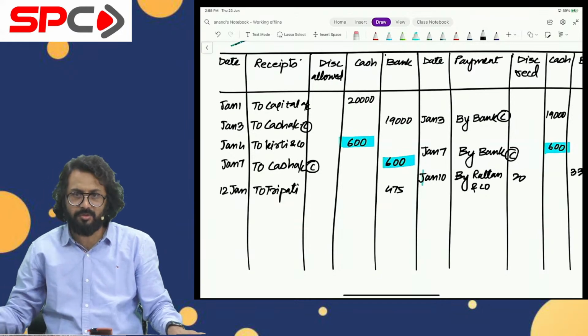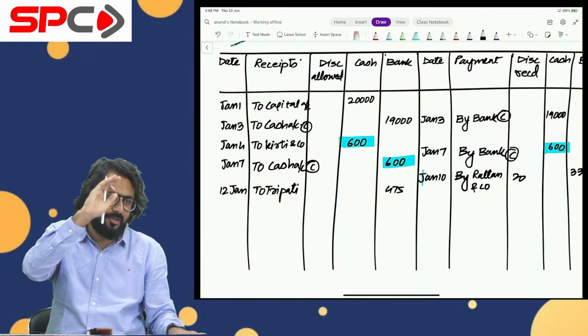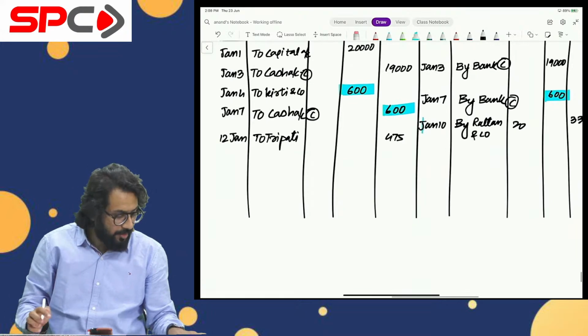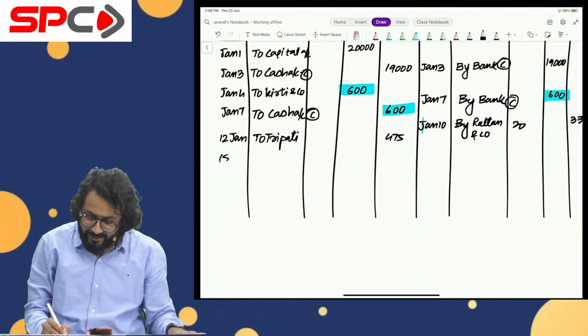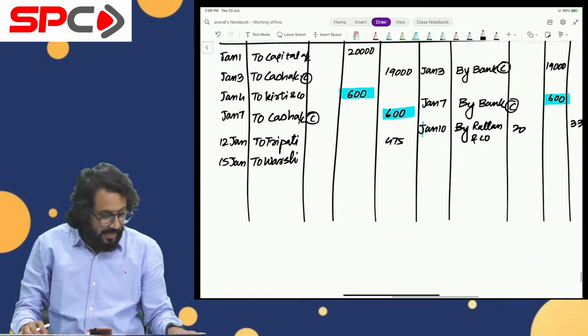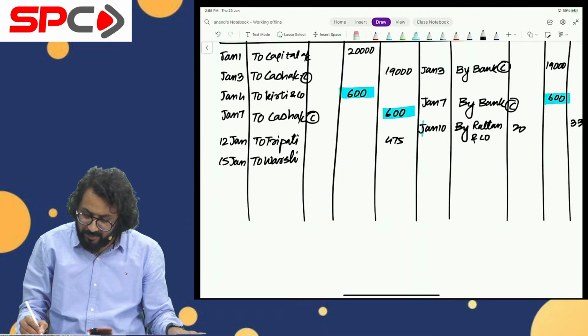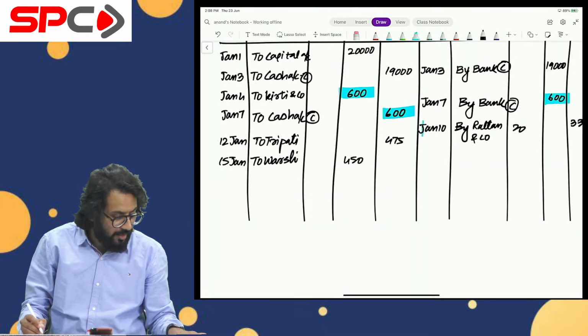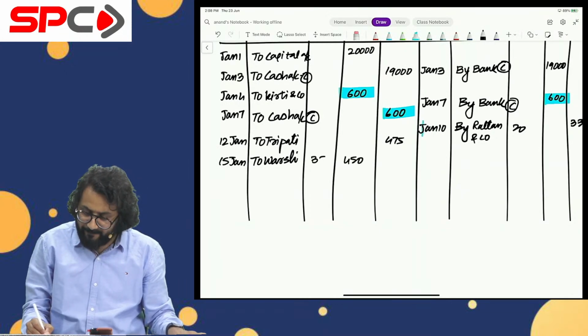Cash discount to Varsi. So can I not write down on 15th Jan? I'll write down to Varsi. Which column? Cash column. How much will I write down? 450. And discount how much? 35. Happy?